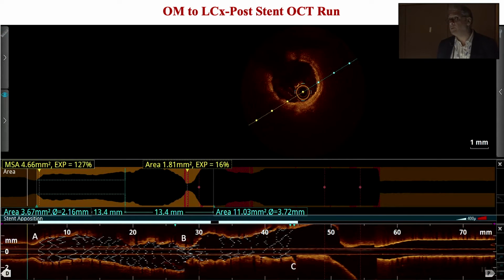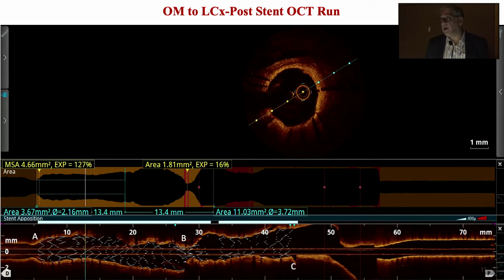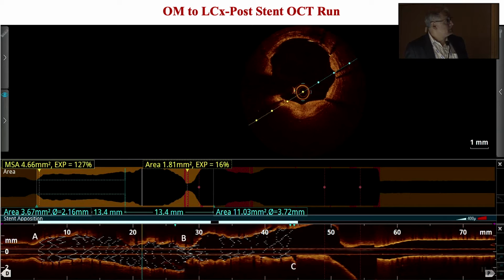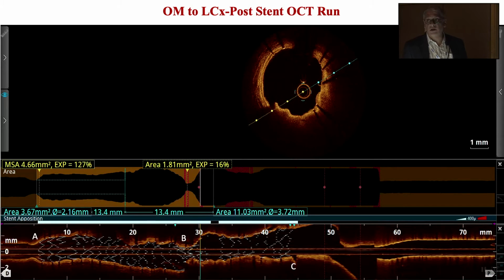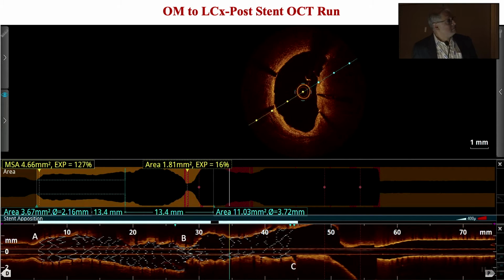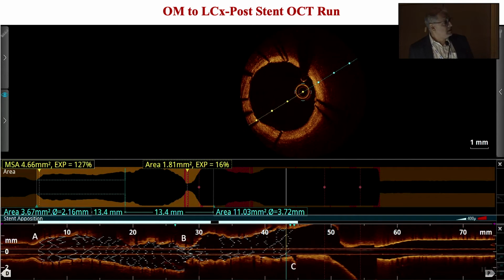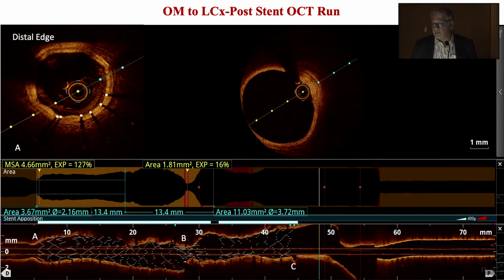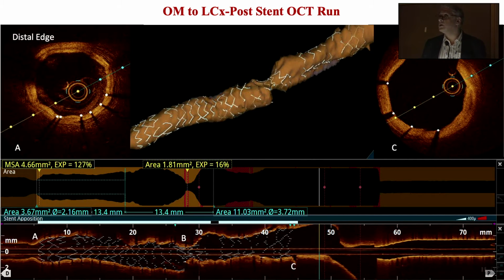OCT, let's look at what happened. I'm going to let this run. And as you approach the narrowest segment, you will notice something which none of us like to see. The stent is not expanded at all. And this was in a vessel where we had used even a 3 millimeter angiosculpt. And this is what it looked like. So not a very pleasant sight.